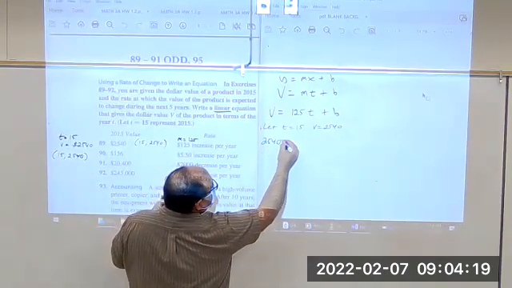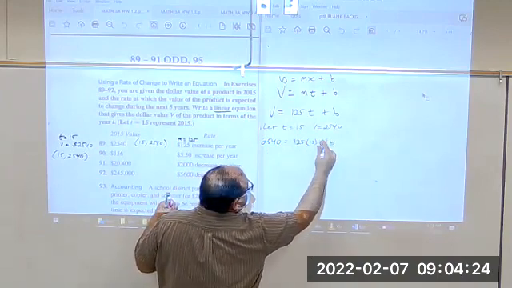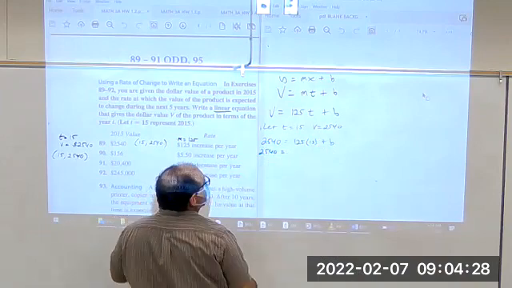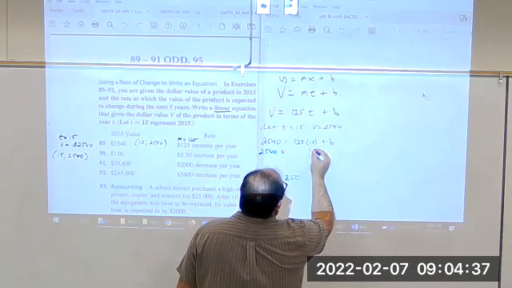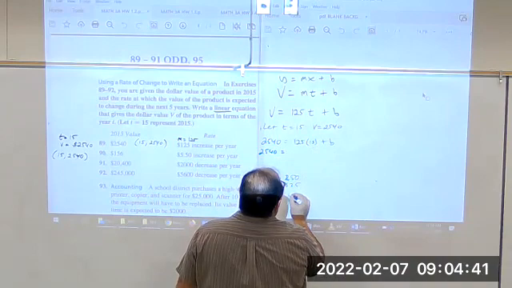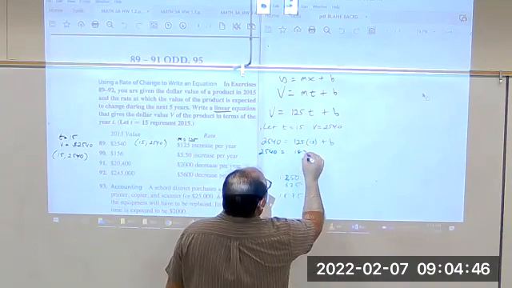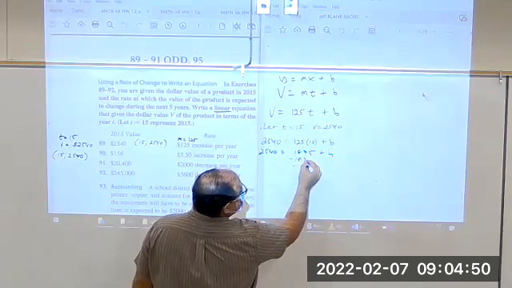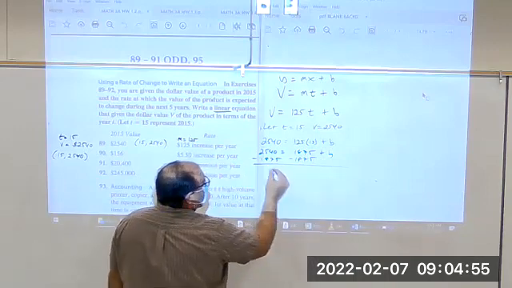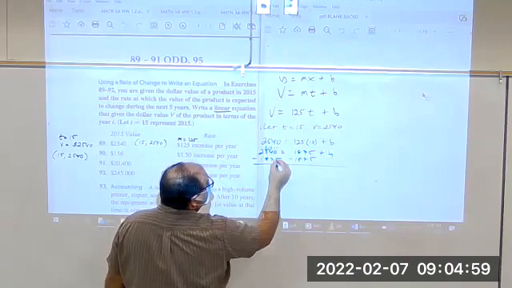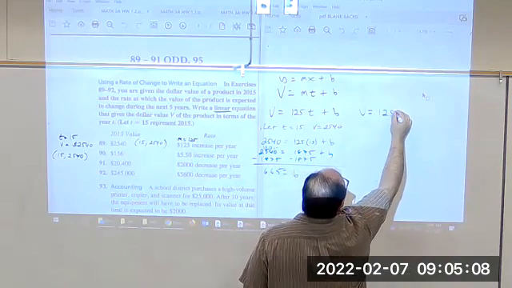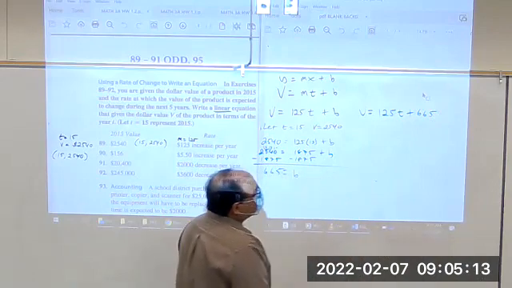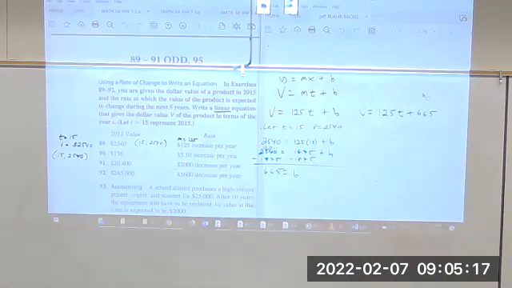So 2,540 is equal to 125 times 15 plus B. 125 times 15: 125 times 10 is 1,250, and 5 times that is 625. So that's going to be 1,875. Plus B. Subtract 1,875 from both sides. Borrow. Borrow again. 665 is equal to B. So V is equal to 125 times T plus 665. You're given the dollar value and the rate for the next 5 years. That's all we want. That's the equation.